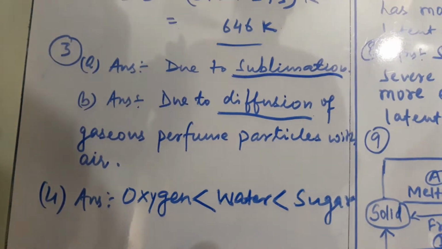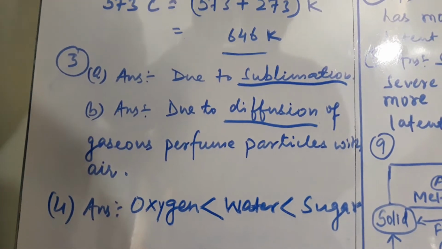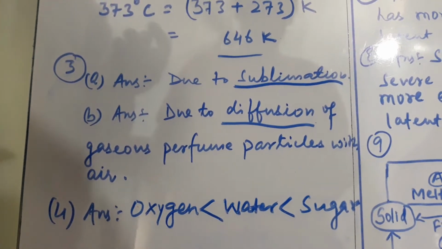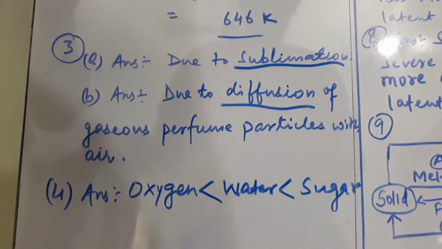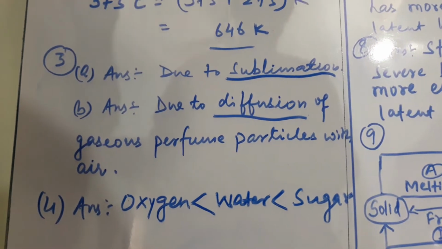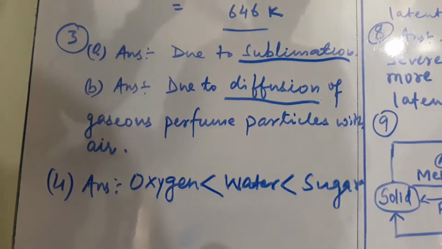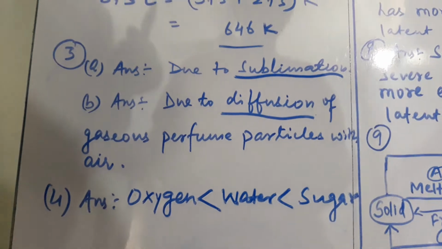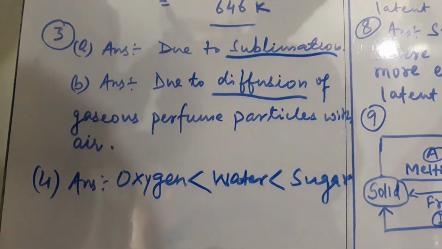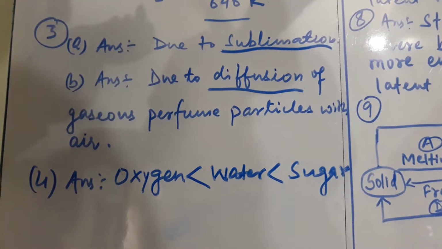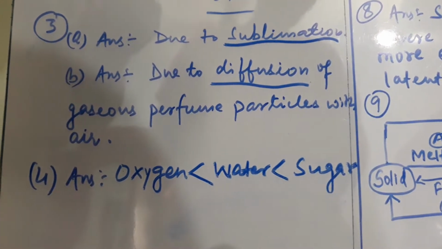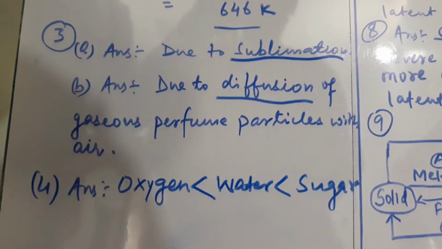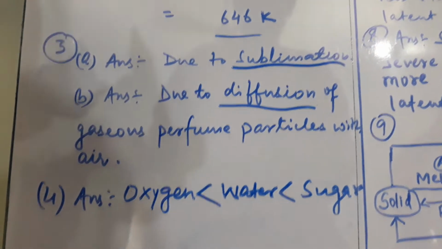Here, the naphthalene ball changes from solid to gas directly without heating, and this process is called sublimation. It takes some time, but it converts from solid to gaseous form due to nature's heat. No extra heating is required from outside. So the answer is: due to sublimation, the naphthalene ball converts from solid to gaseous state directly.